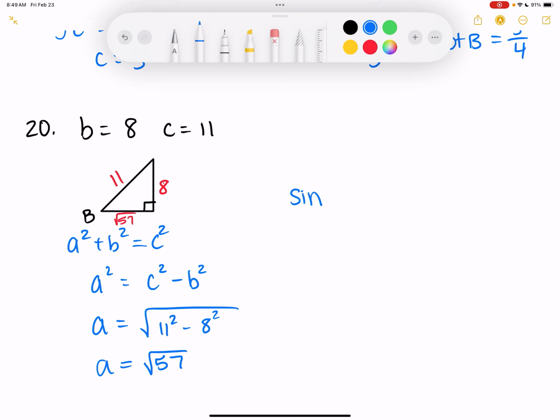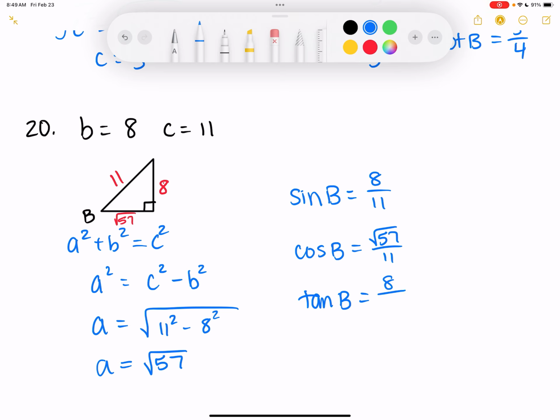So what's the sine of B? Opposite over hypotenuse, so 8 over 11. Cosine of B: the root of 57 over 11. Tangent of B: 8 over the square root of 57.